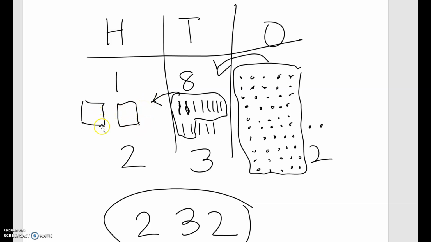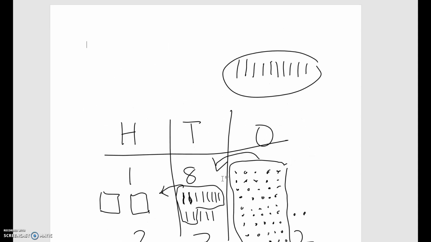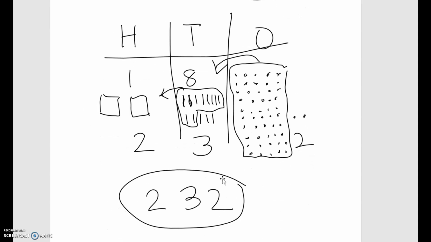So in the hundreds place, we have 2 flats. Then in the tens place, we have 3 longs. And in the ones place, we have 2 ones. That's how you do this problem. If you still have questions, you can ask me, call me, I can explain it to you.